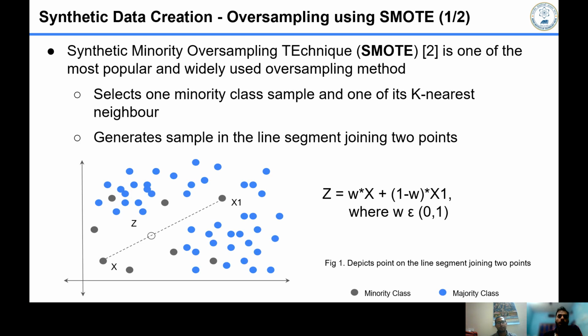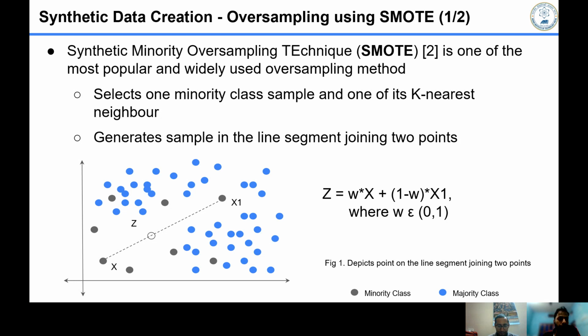Now the other sampling method which is very popular these days among data scientists is the synthetic minority oversampling technique, commonly also known as SMOTE. In this approach, one observation from the minority class is picked randomly, and then one observation from its k nearest neighbors is selected randomly. And then a synthetic point is generated on the line segment joining these two selected points.